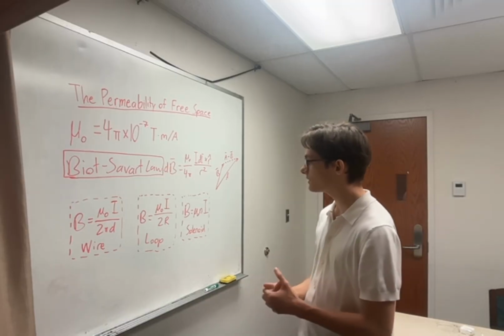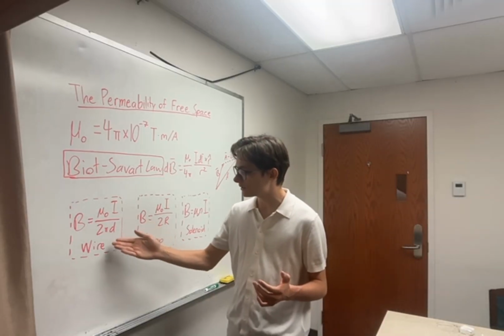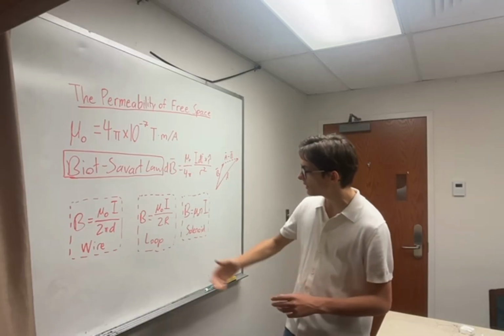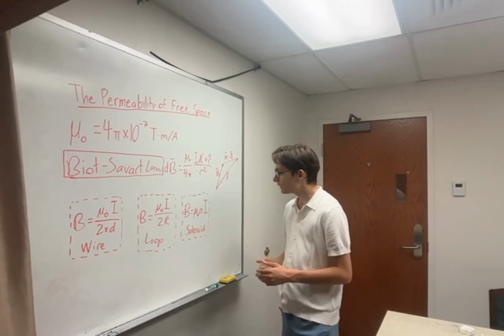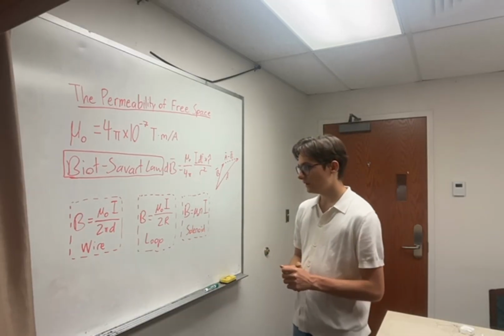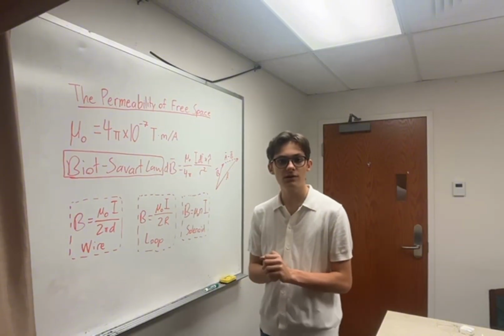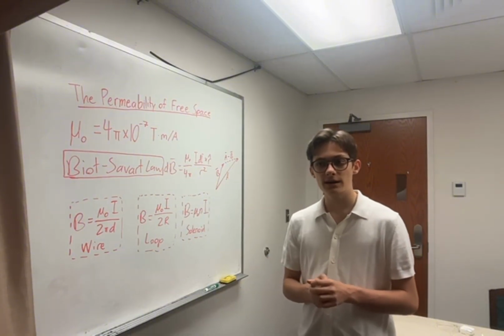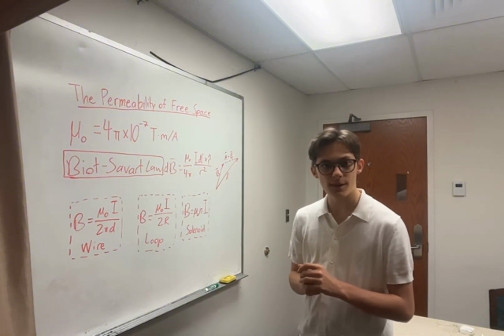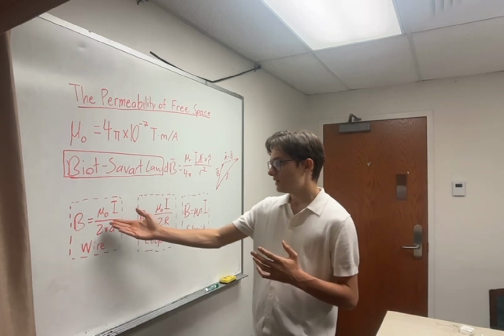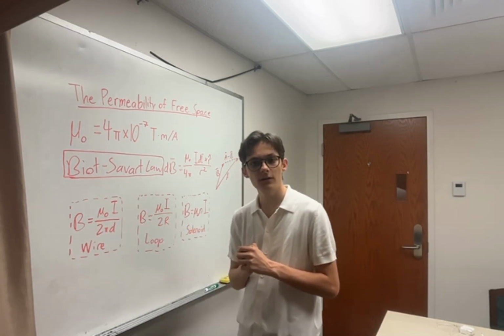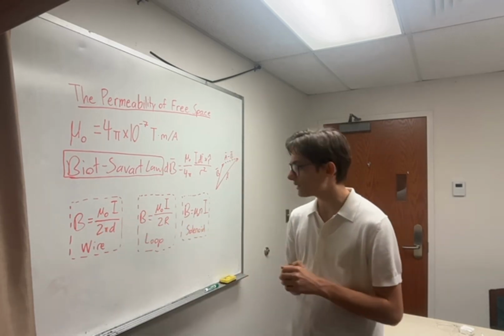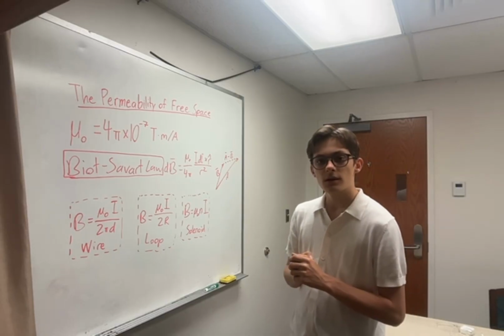So in this experiment, we used the different geometries of a long straight wire, a loop, and a solenoid to experimentally find the value of mu0. We can do this by using graphical analysis, plotting the current against the magnetic field and solving mathematically or algebraically for mu0.